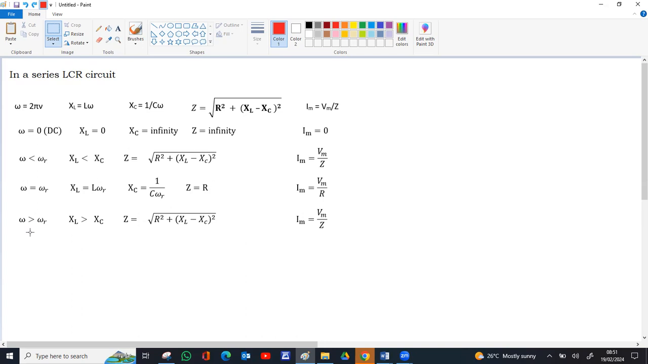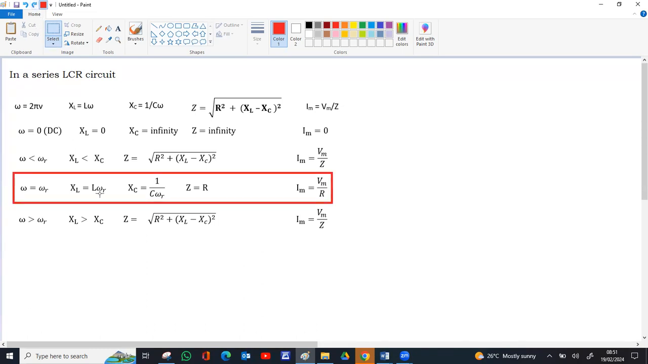Now if omega is infinity, XL becomes infinity, then no doubt impedance also becomes infinity, and current will be 0. So this is the deciding turning factor. Before this, all one case; after this, all another case. Right? So when omega becomes infinity, as we already discussed, XL becomes infinity, XC becomes 1 by infinity, which is 0. One of the terms is infinity, so the impedance is also infinity, and current will be 0.